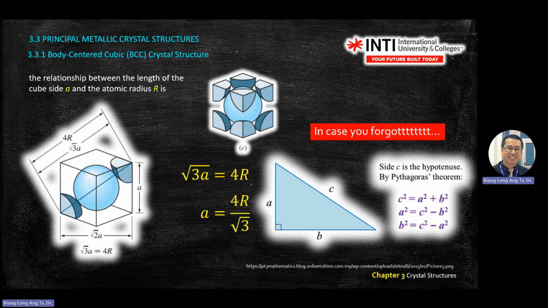For BCC, 2.309 is the magic number. As long as you take a divided by R and you get 2.309, that element is BCC. Or you get the ratio 4 over square root of 3. That is BCC. a divided by R. What is a? Lattice side. R is what? Radius of the element.